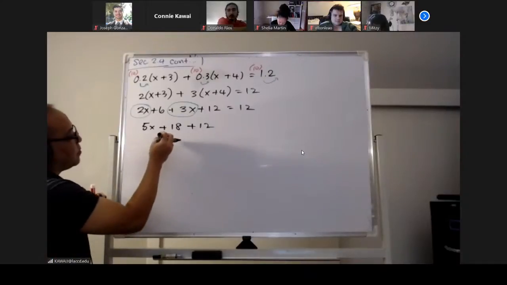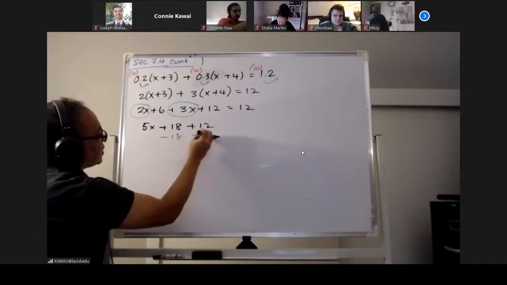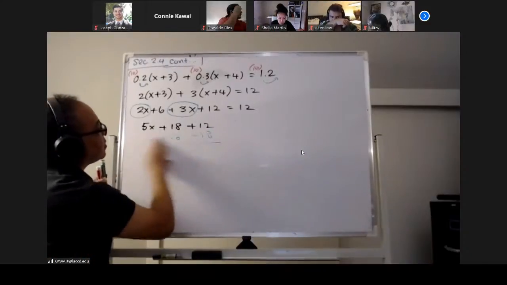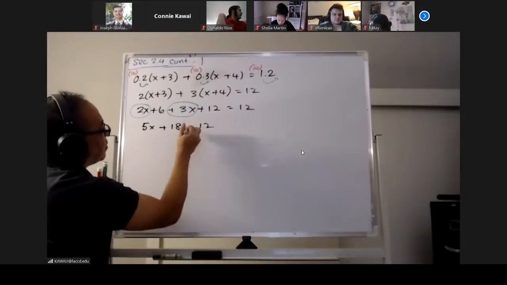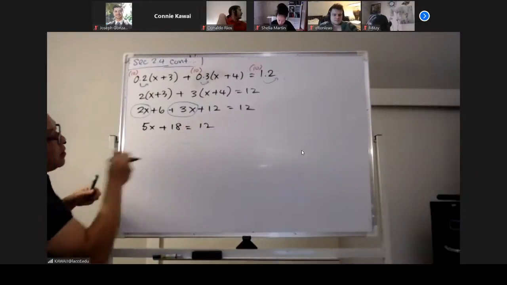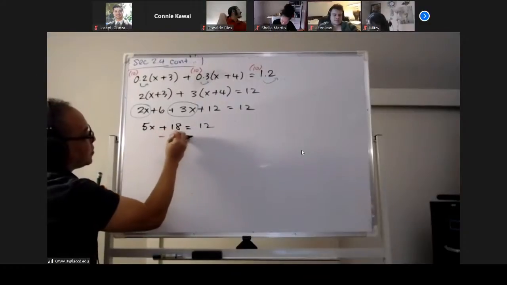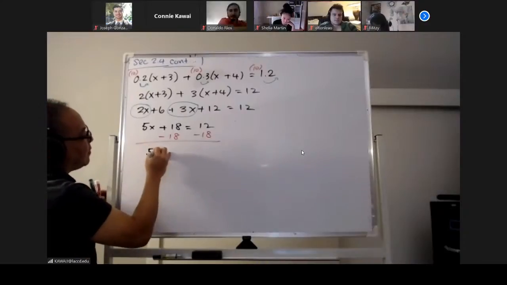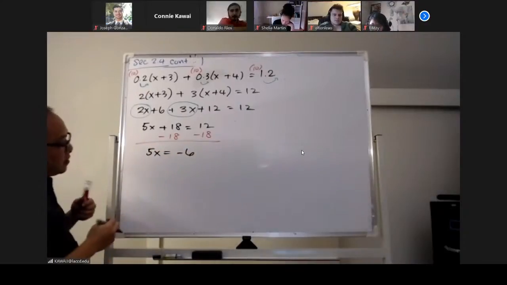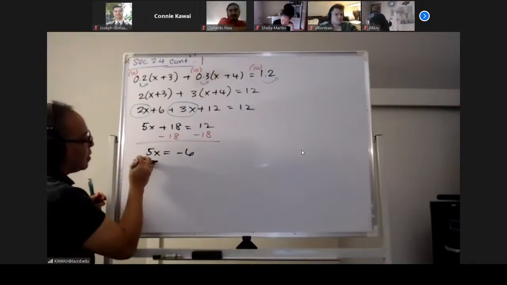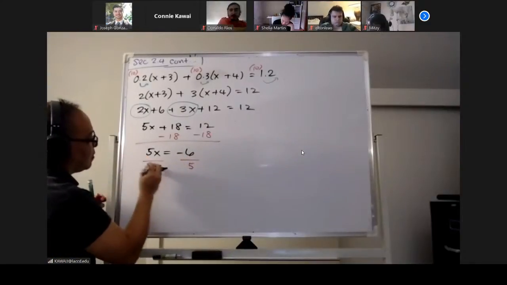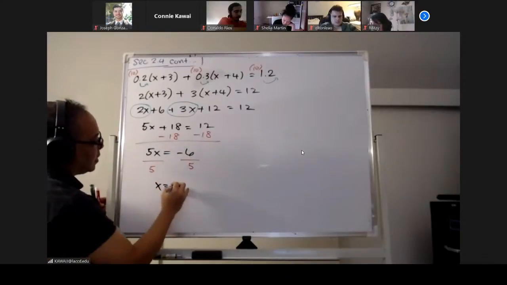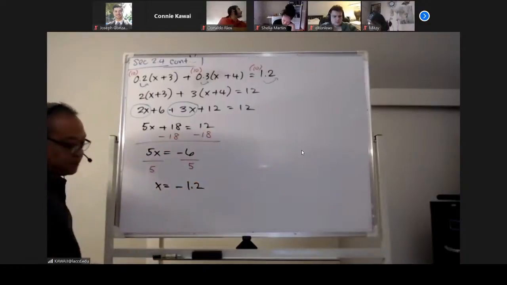And when I subtract 18 from both sides, oops, I did something wrong. There we go. So when I subtract 18 from both sides, I get 5x is equal to negative 6. I'll divide both sides by 5. I think x should be equal to negative 1.2.